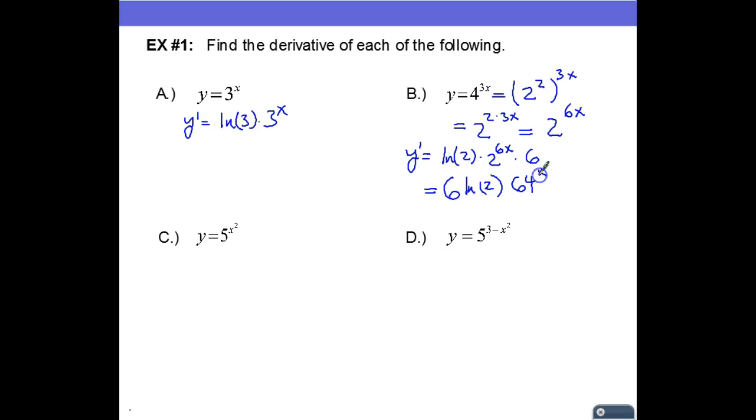64 to the x. So where did the 64 to the x come from? So real quick, 2 to the 6x is equal to 2 to the 6th to the x. 2 to the 6th is 64, and so we get 64 to the x. That is going to be my derivative.